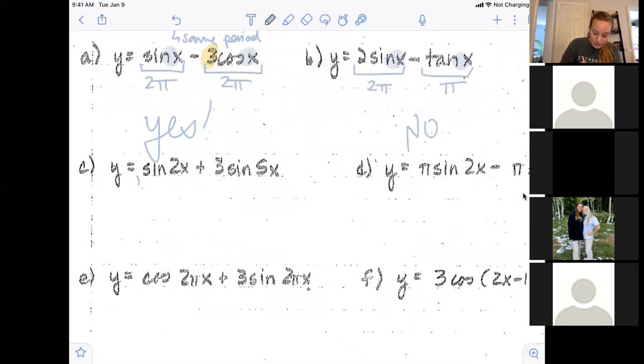The next one is sine of 2x and then 3 cosine 5x. Now here I do have to double check some math because I've got 5 and I've got 2. Remember, to determine the period, we do 2 pi divided by b. So in this case, it's going to be 2 pi divided by 2. Well, that's the same thing as pi. Okay, so that's what we want to match. We want to match pi. The other one's going to be 2 pi divided by 5. And I can't simplify that, and it's also not equal to pi. So since these two numbers are not the same, then we say no.